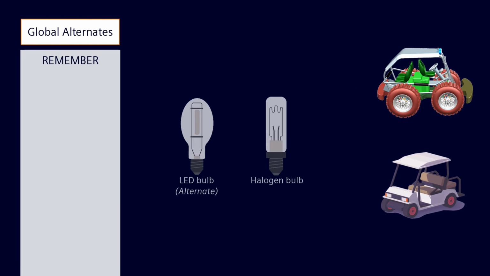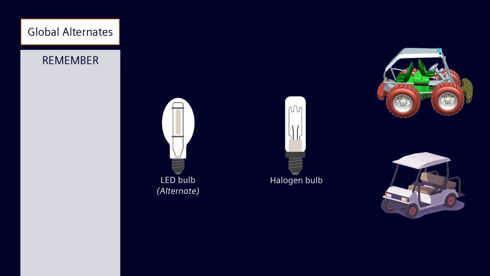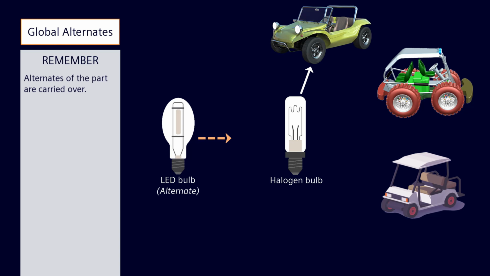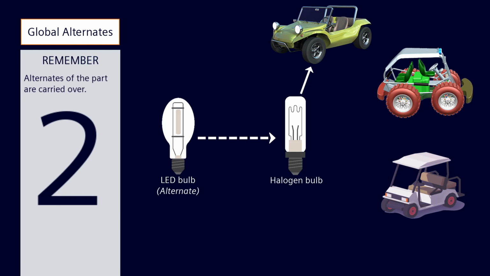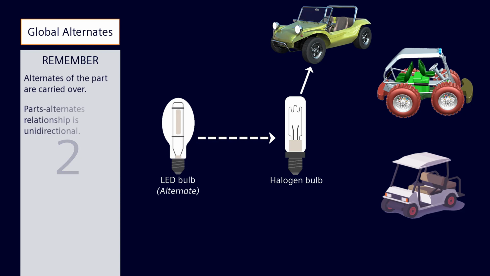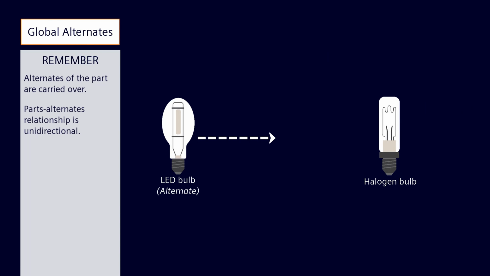Here are some points worth remembering when you use or specify alternates for a part. If you reuse a part in a different assembly, the alternates of the part are carried over. The relationship of parts to their alternates is unidirectional. For example, the LED bulb is an alternate for the halogen bulb. However, the halogen bulb does not automatically become an alternate for the LED bulb.